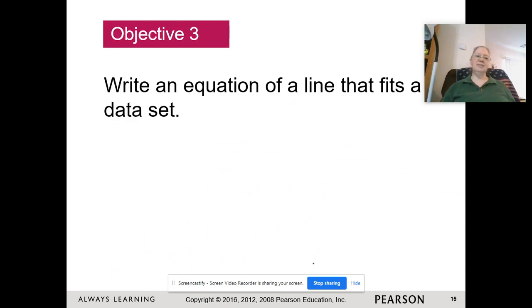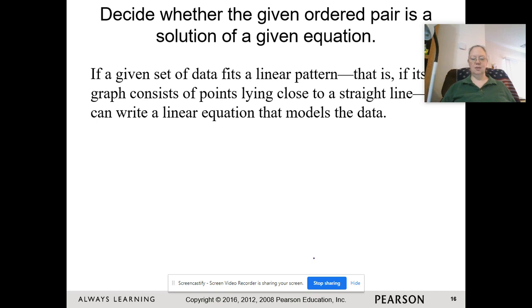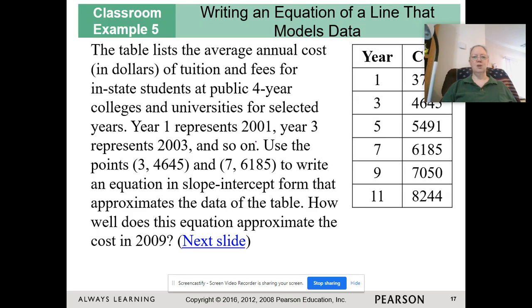Write an equation that fits a data set. Some people call this a line of best fit. Some people call this the linear regression line. We are not going to go that deeply into this. What we're going to do is just give the best approximation, and they're going to tell us which points to use to write the equation.